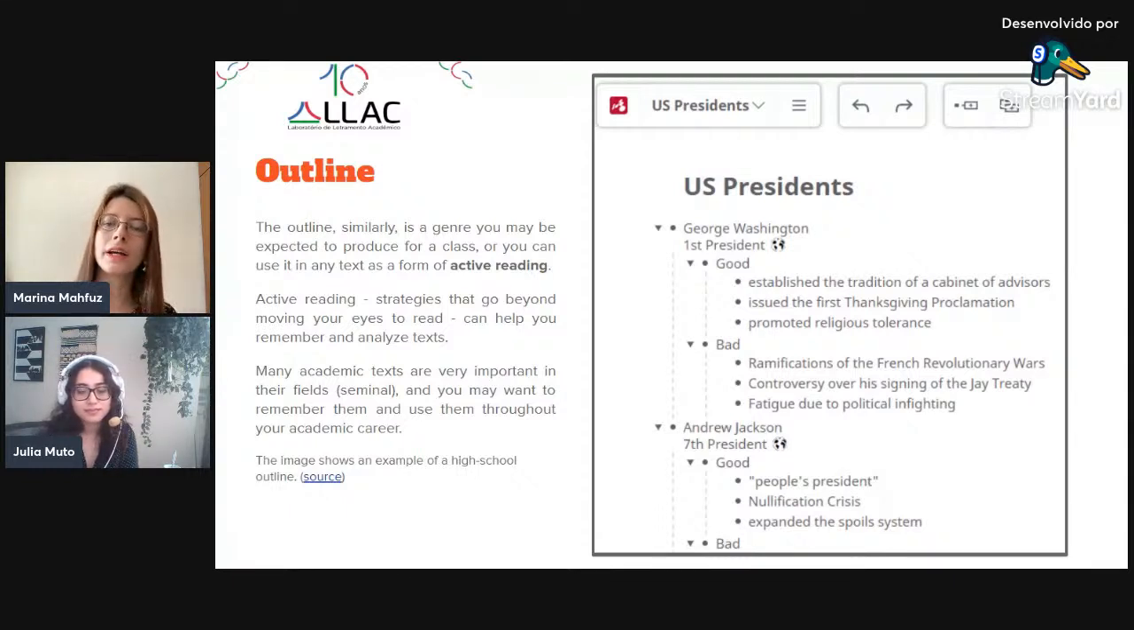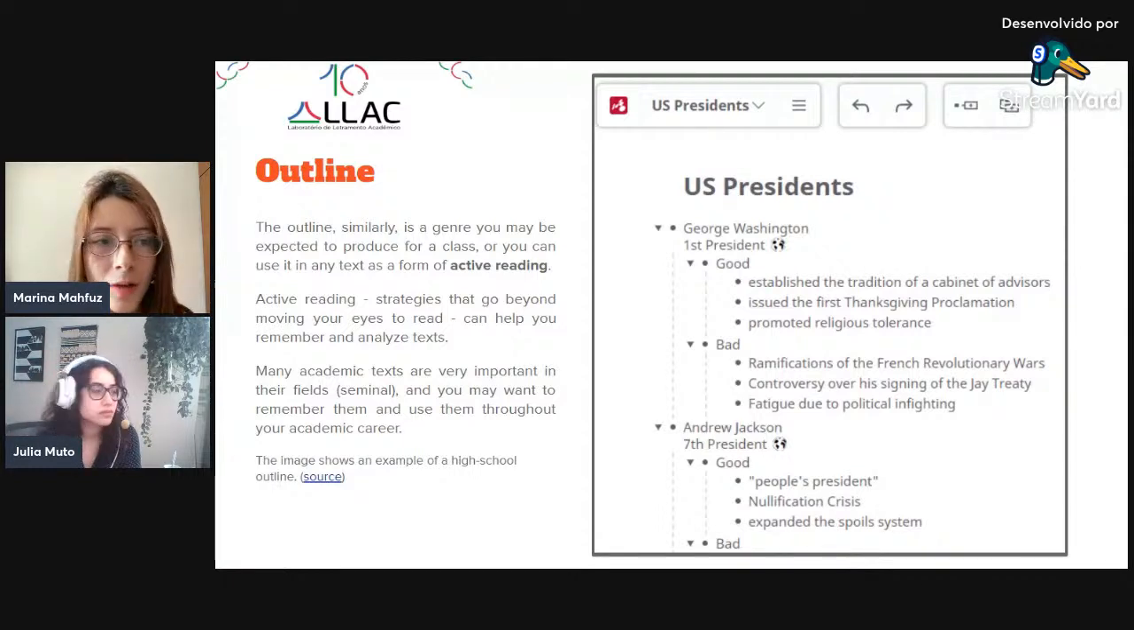So an outline is a way for you to not have to go back to that text or avoid it as much as possible because you have the primary information from that text written for you in your own notes, right? So the outline can help you to remember and analyze the texts.